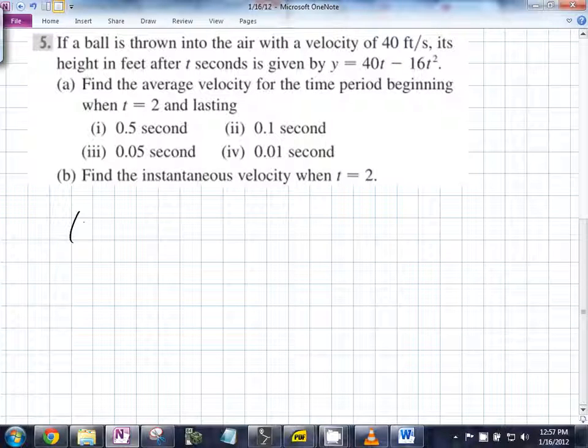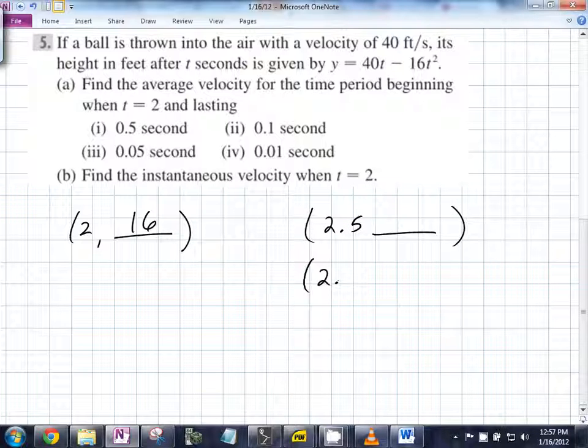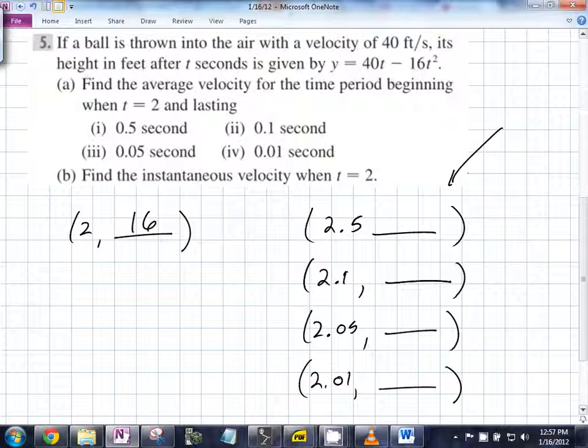2 comma what? 16. How'd you get 16? Plug 2 into the height function and you get 16. That's correct. And you're going to 2.5 comma something, 2.1 comma something, 2.05 comma something, and 2.01 comma something. How do you get all these values right there? You plug them into the function.